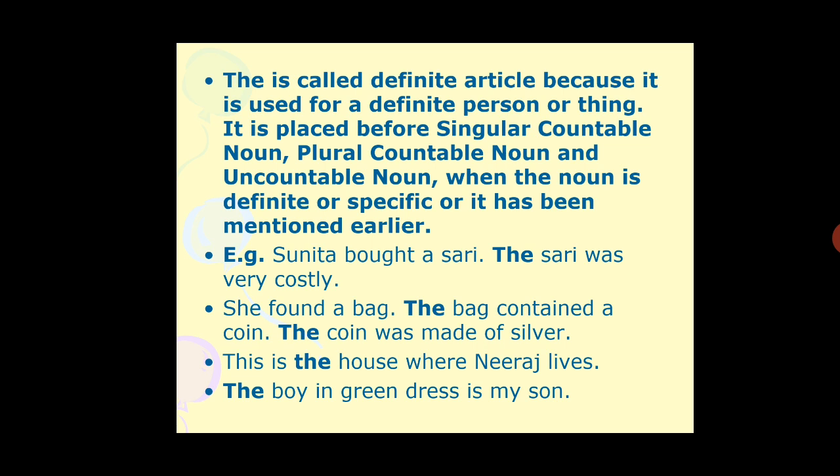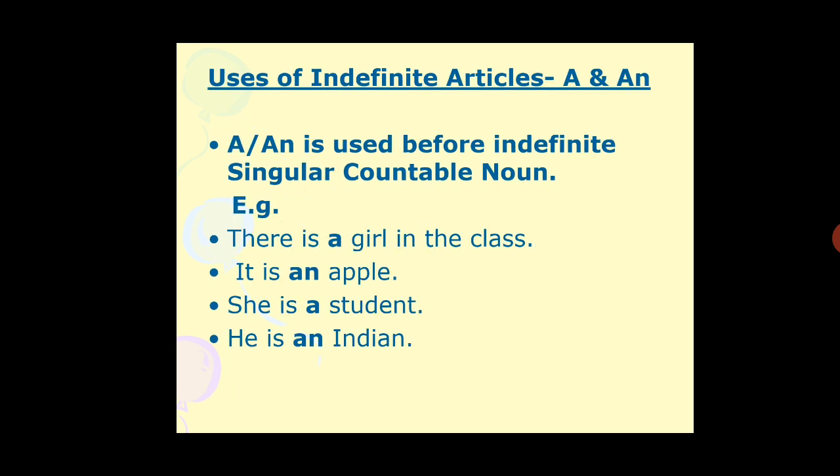Okay, in second sentence you can see she found a bag, and again the bag contained a coin. The coin was made of silver. So here in the first reference, bag was having an indefinite article a, but in the second instance you can see bag is having the definite article. Similarly, in the second sentence coin was having the indefinite article, but here in the third instance the coin is having definite article. In the similar sentences you can see here.